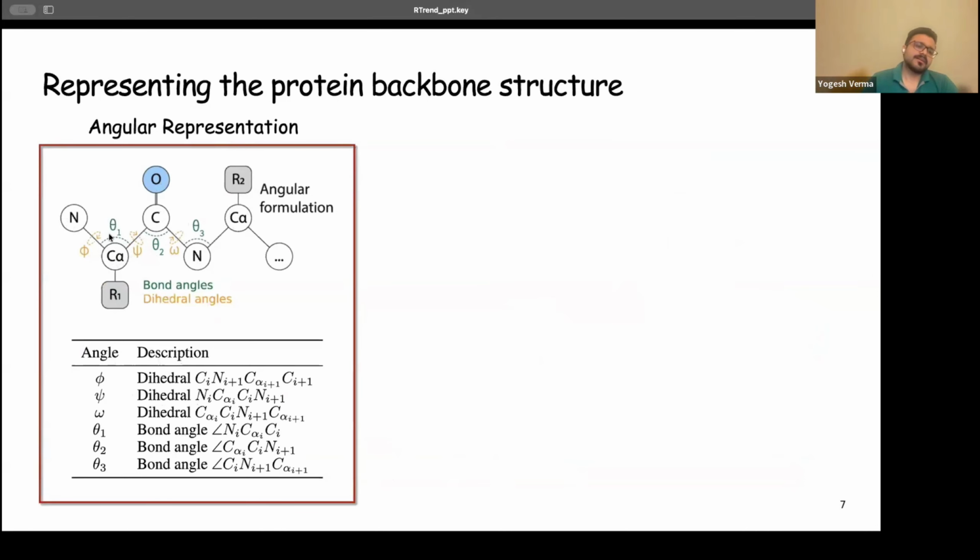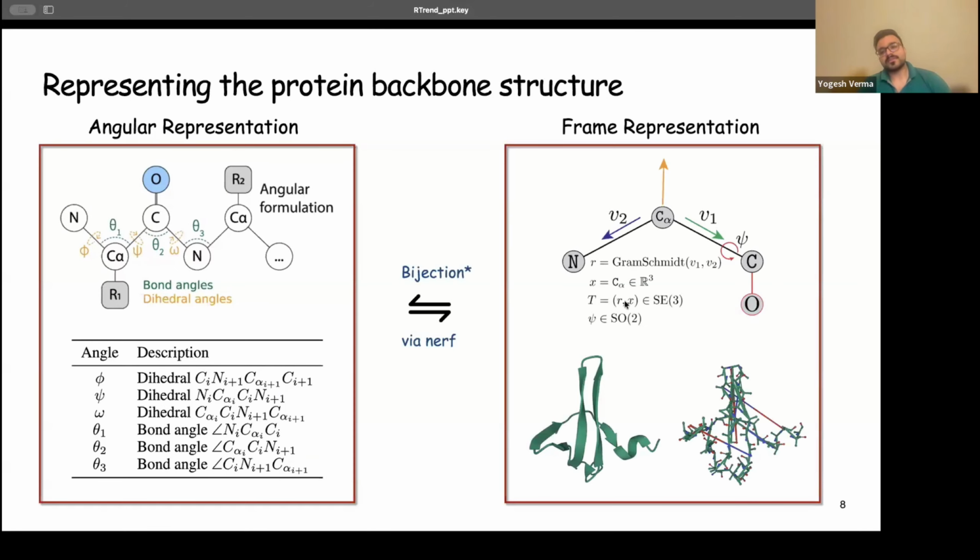We represent it via dihedral angles and bond angles of theta 1, theta 2, theta 3, and phi, psi, and omega. On the other hand, it can also be represented in terms of frames, which have been used by AlphaFold and other methodologies. What they try to do is represent it in terms of a rotational matrix, such as in the system R, which is obtained by a Gram-Schmidt normalization of the vectors corresponding to each of the subsequent residues, and X represents the Cartesian coordinate of the C alpha. And this is how this representation technically looks when you do it.